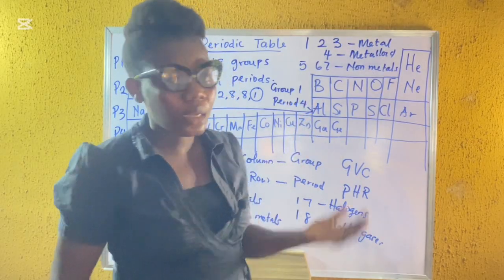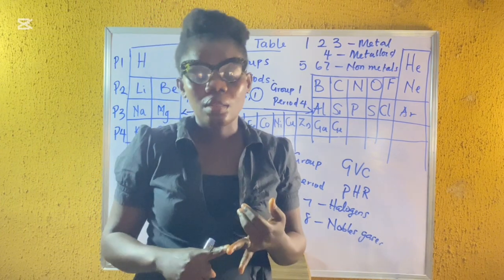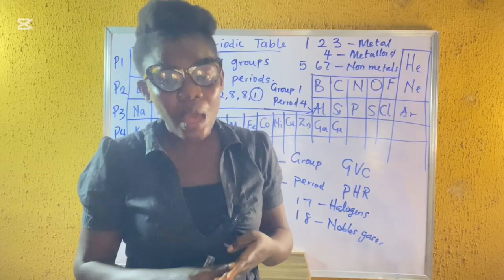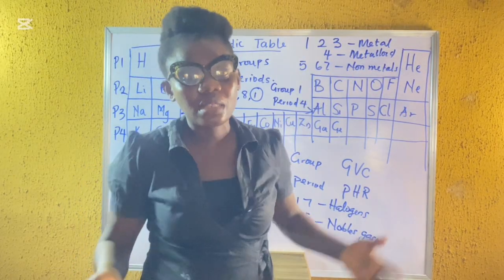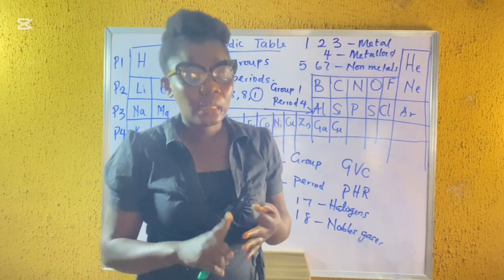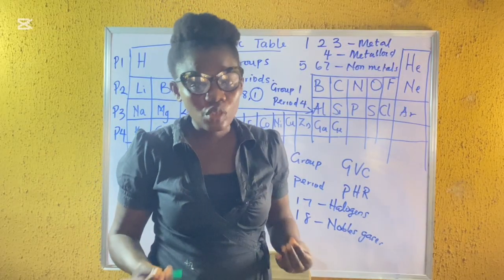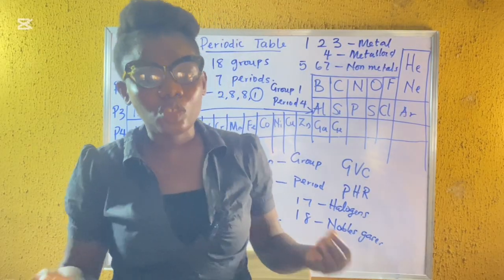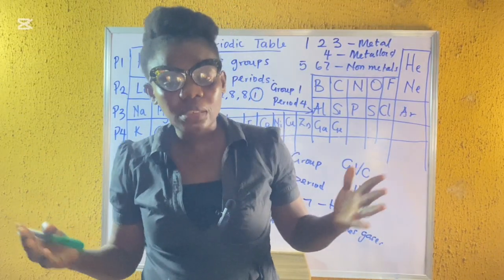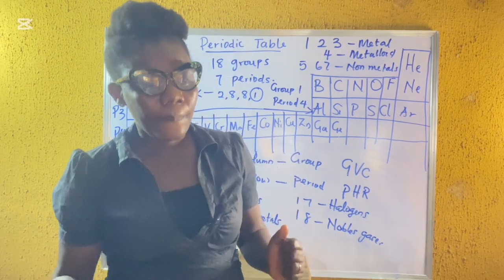Now let's look at properties of the metal. 1, they are good conductors of heat and electricity. They are malleable. They are ductile. They make sounds. They are sonorous. Now, for non-metals, they are brittle. They are not malleable. They are bad conductors of electricity. They are not lustrous, and they are not shining. They do not make sound. So these are the properties of metals and non-metals. So metalloids can act as both metals and non-metals.